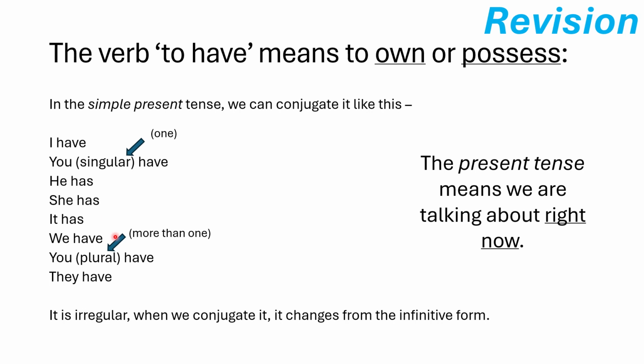We have. You have. This is plural, more than one person. They have. The verb to have is usually transitive, so it takes a direct object to complete its meaning. Notice that the verb to have is irregular, so when we conjugate it, it changes from the infinitive form.